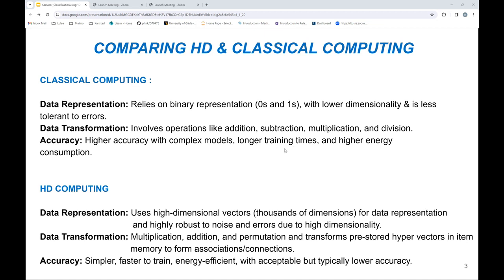While in HD computing, it uses high-dimensional data called vectors for data representation. They are highly robust to noise and errors due to their high dimensionality. Typically, it uses 3 basic operations: multiplication, addition, and permutation. They are simple and fast networks to train. They are highly energy efficient, with acceptable but typically low accuracy.